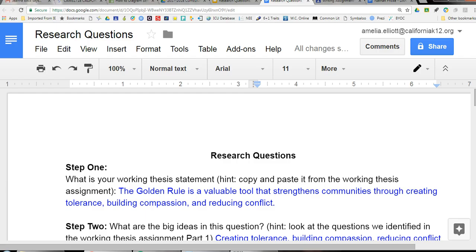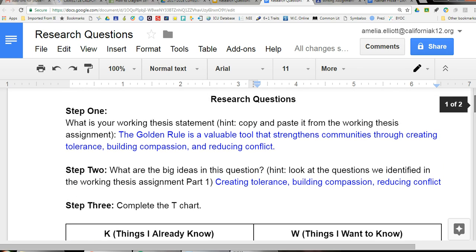You have to start with your working thesis statement. So for an example thesis statement here, I have: the Golden Rule is a valuable tool that strengthens communities through creating tolerance, building compassion, and reducing conflict. This gives us a topic in the Golden Rule, and it gives us a main idea that this is a valuable tool that strengthens communities, and supporting points of creating tolerance, building compassion, and reducing conflict. Now we need to make sure that we've identified the big ideas. The big ideas for this particular prompt would be creating tolerance, building compassion, and reducing conflict.